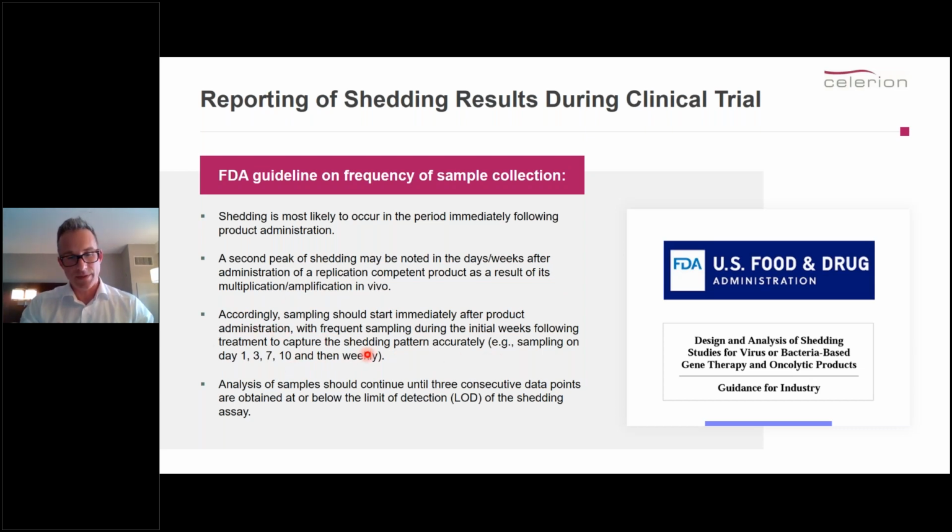sampling schedule, and this is really what most people will put into the protocols. So again, if you support the clinical protocol, if you write the clinical protocol, this will be the expectation, and most clinical protocols for shedding gene therapy will look like that. So you start on day 1, day 3, day 7, day 10, and then after that you've got weekly testing. Very importantly for this particular assay, the analysis of the samples should continue until 3 consecutive data points are below the limit of detection.